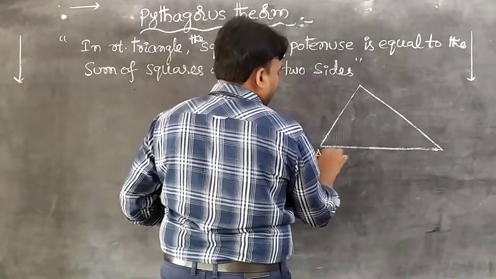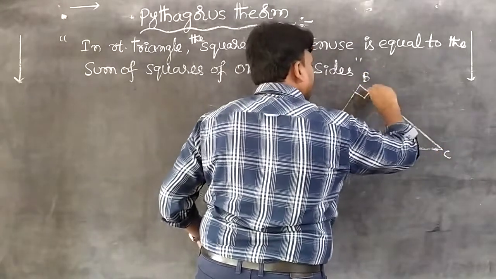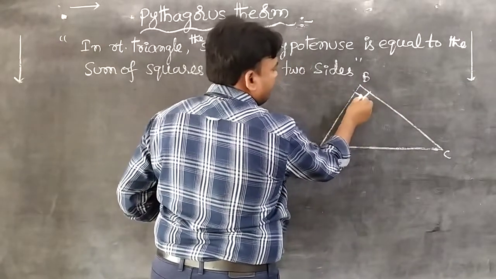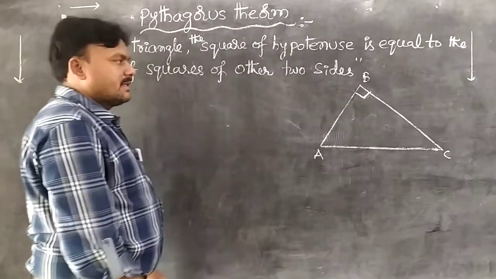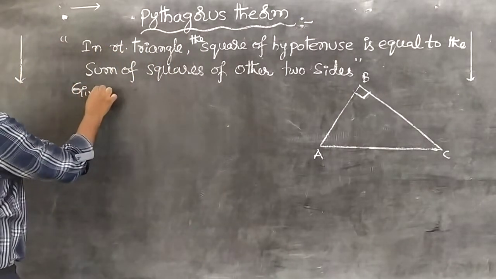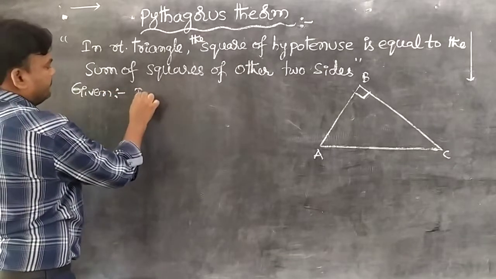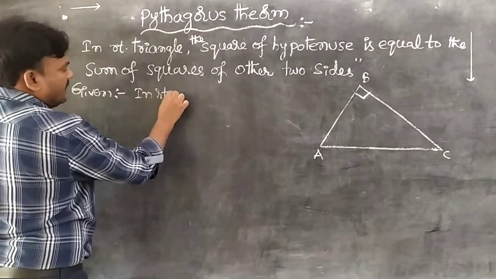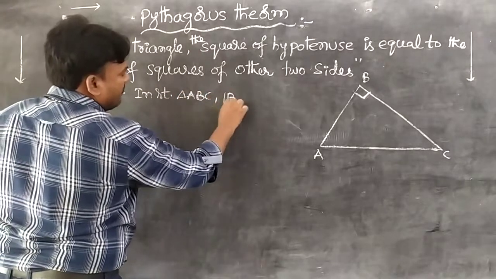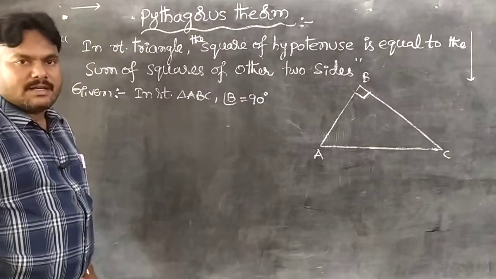Okay, here A, B, C. So right angle B equal to 90 degrees here taken, students. So angle B equal to 90 degrees. Right. Go for the given part. What is the given? Observe carefully. In right triangle ABC, angle B equal to 90 degrees.